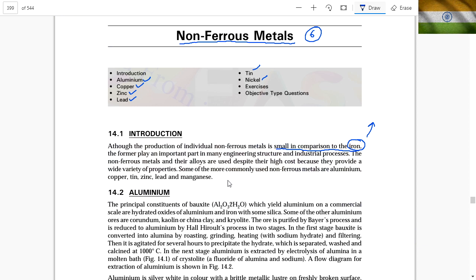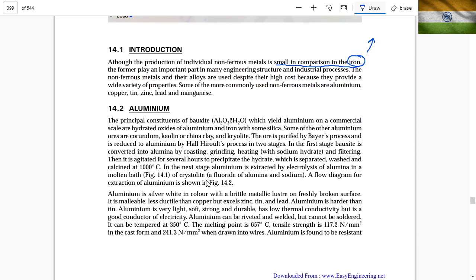Now moving to the commonly used non-ferrous metals, that is aluminum, tin, copper, zinc, lead, and manganese. Let me start with aluminum. The principal constituent is bauxite. Bauxite is a mineral that is available on the surface or beneath the surface of the earth, and its composition is Al2O3·2H2O. This is the hydrated version of alumina.